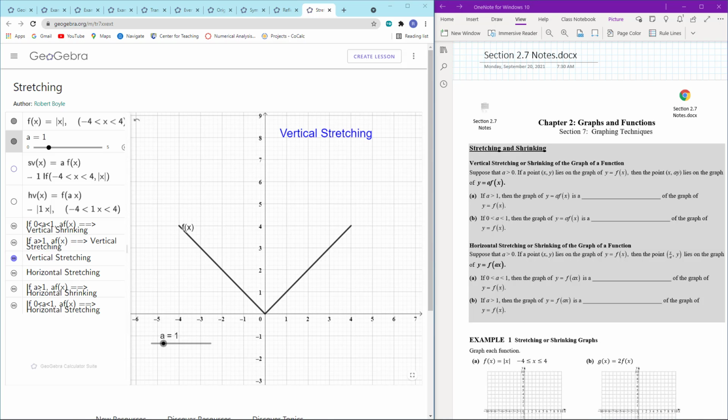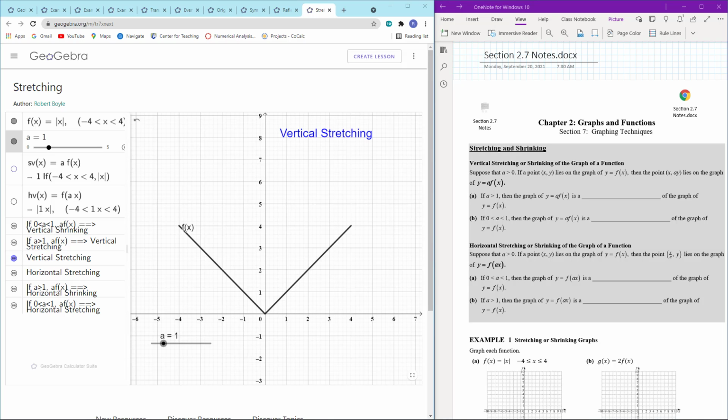Hello, the purpose of this video is to go over section 7 of chapter 2, graphing techniques. In this section we will stretch, we will translate, we will talk about odd functions and even functions, and we might even do a little reflecting. But first we're going to start off with stretching.